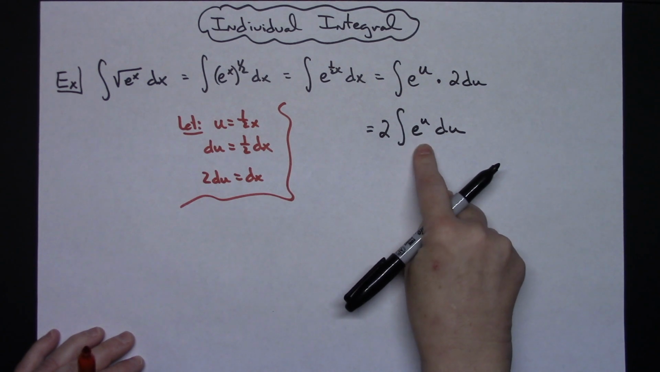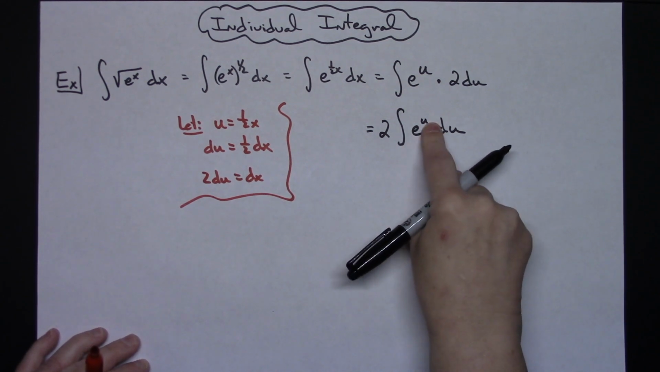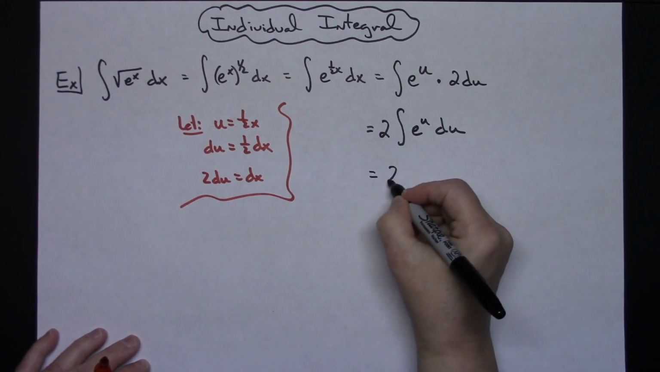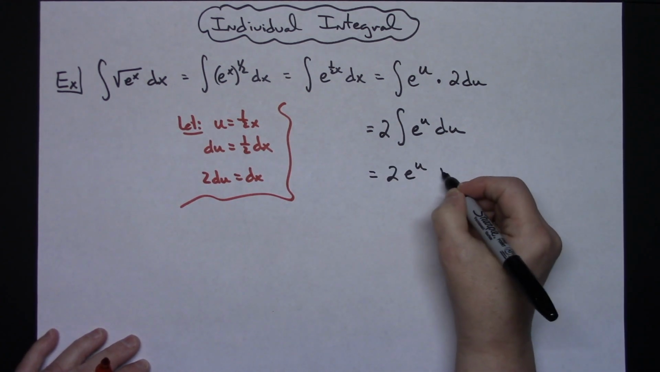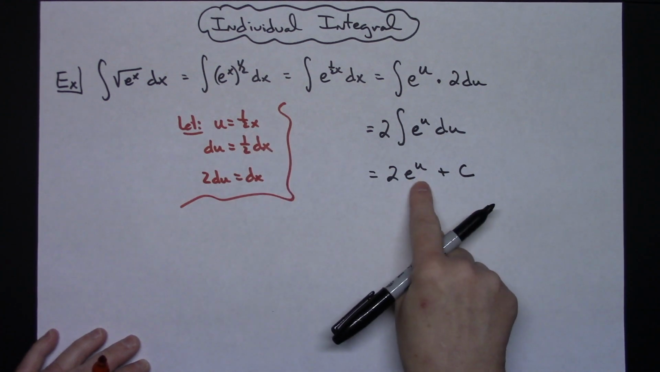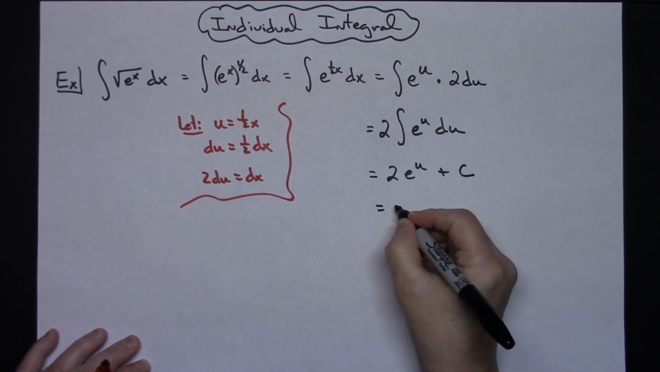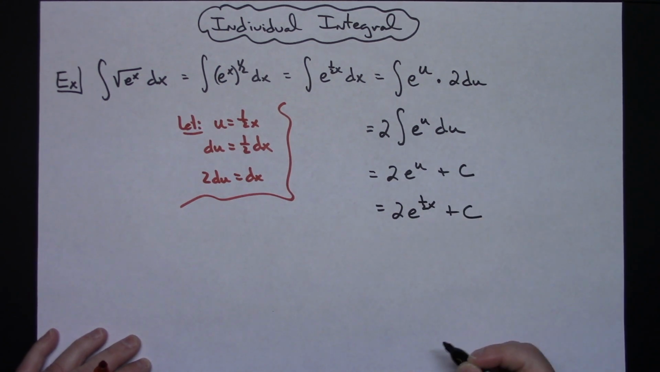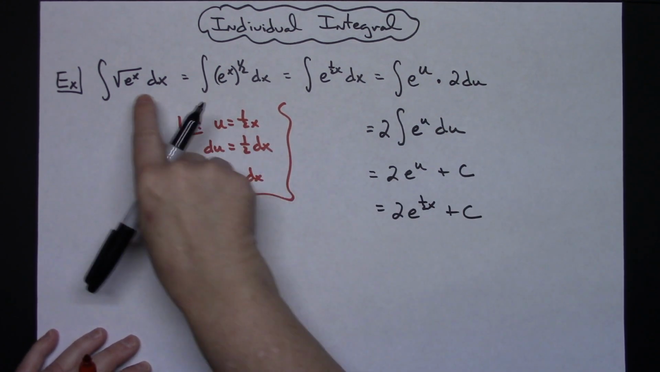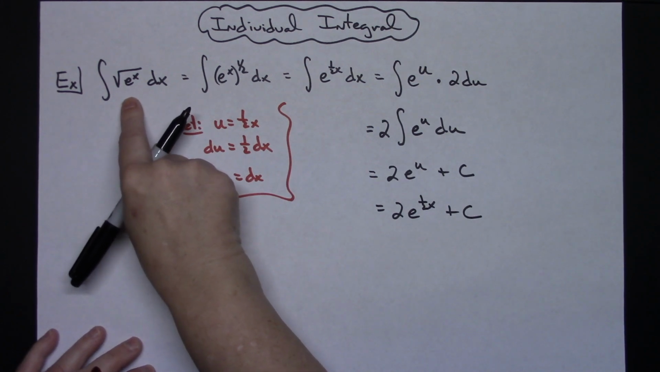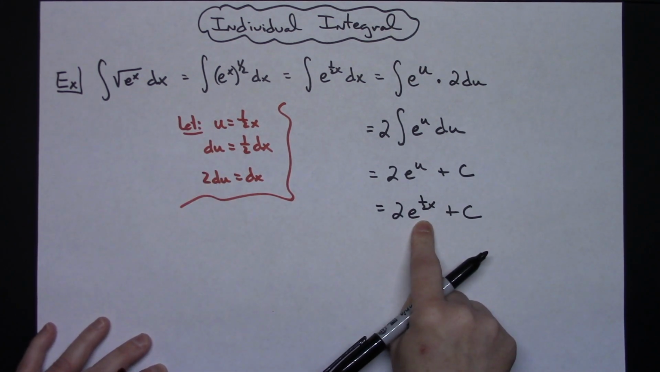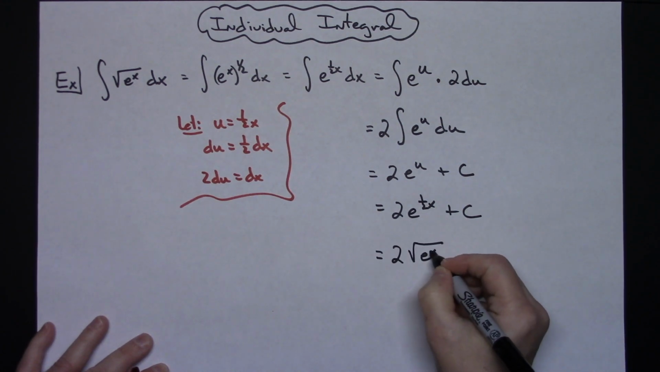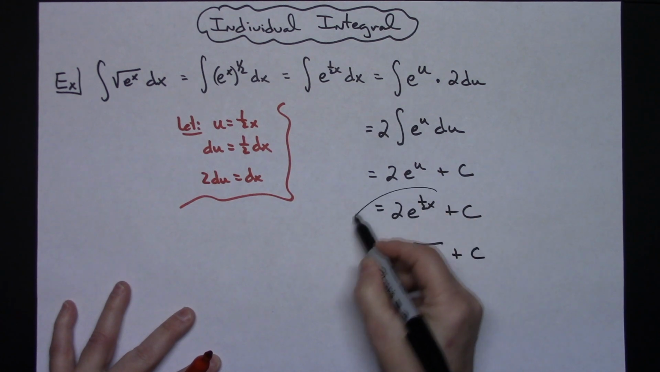And now we are to the place where we know how to integrate e to the u. E to the u integrated is just e to the u, so I'll have 2e to the u plus c, and my final step is to put that 1/2 x back in, so 2e raised to the 1/2 x plus c. Technically you could stop right there, but if you want to put your answer in the same form as your original equation, then go ahead and rewrite this back as a square root, so then we would have 2 square root of e to the x plus c.